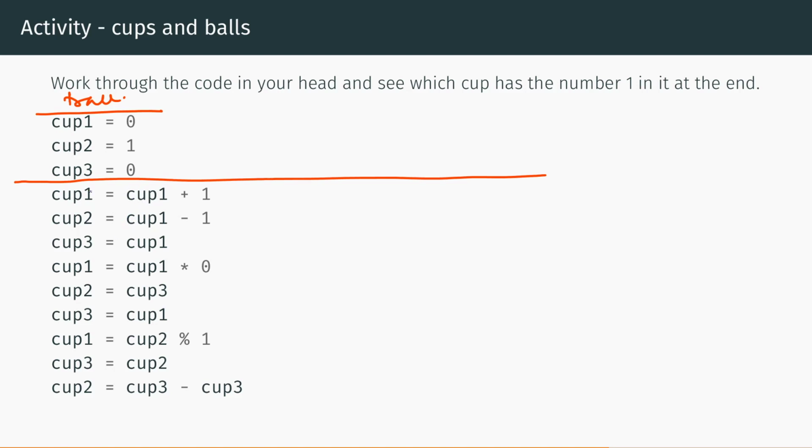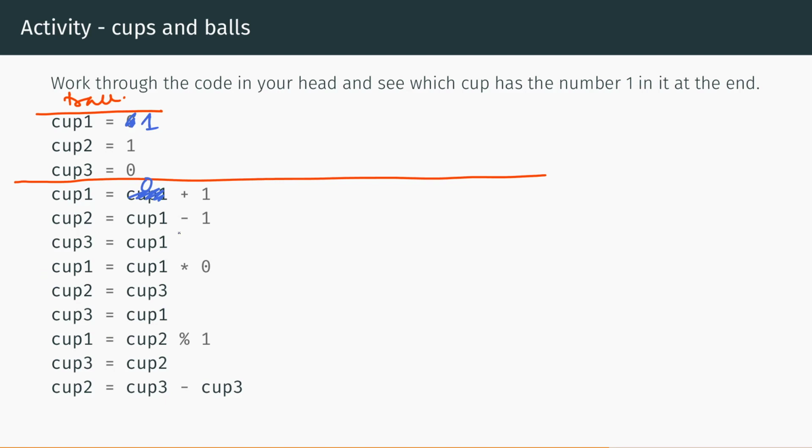But anyways, so cup1 equals cup1 plus 1. Okay. So how do we evaluate these? We first evaluate the right hand side of this statement, right? So cup1, you just replace the variable with its value, right? So cup1 was 0. We replace this by 0. 0 plus 1 is 1. Cup1 equals 1. So the value of cup1 has now changed. It's now 1.